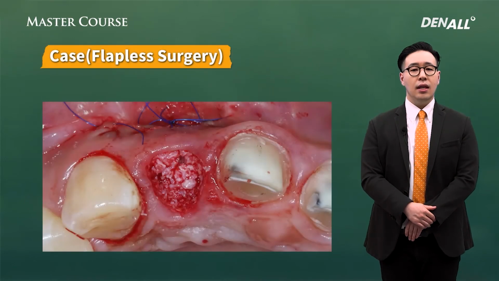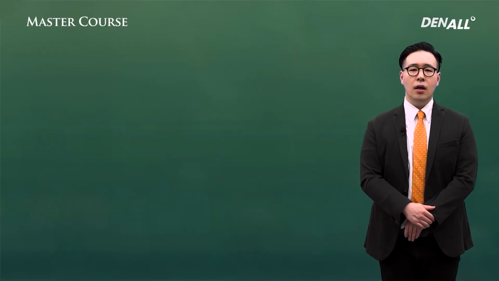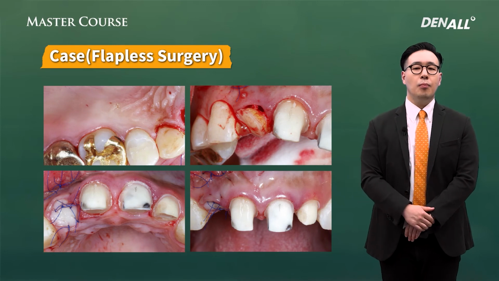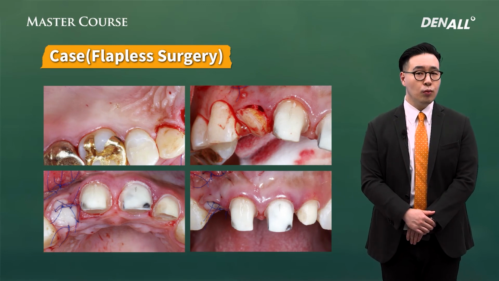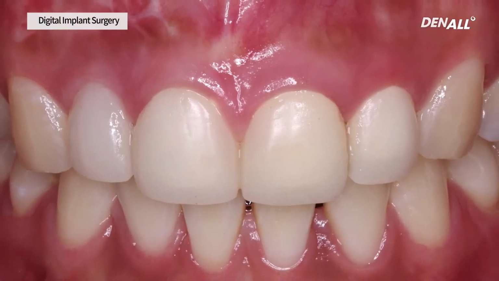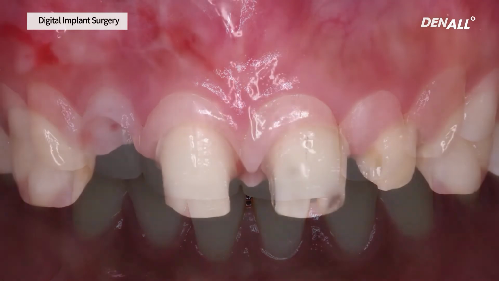If the plan is not for immediate placement of the implant, the socket sealing technique using a round FGG will help with immediate support of the papilla and marginal gingiva. Let me show you a video of a surgery.